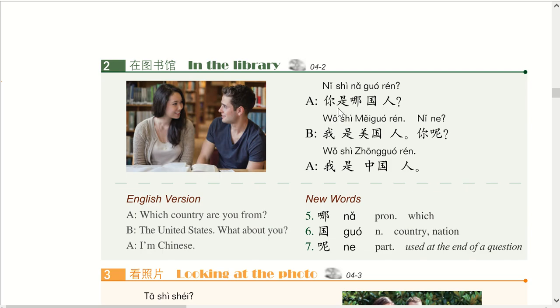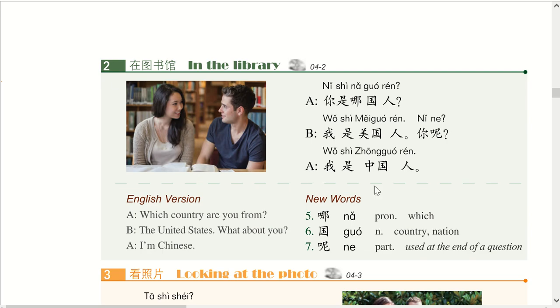So the question is, 你是哪国人? Which country are you from? 你 means you. 你是哪国人? Which country are you from? 我是美国人, I am from the United States. 你呢? What about you? 我是中国人, I am Chinese. So the final is 你是哪国人? 我是美国人。你呢? 我是中国人.